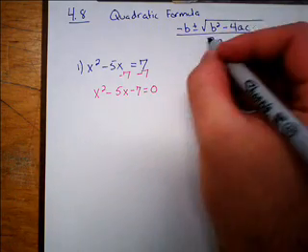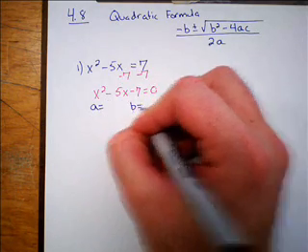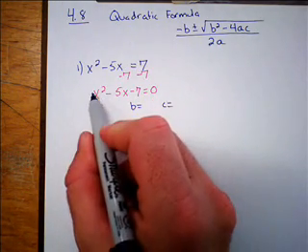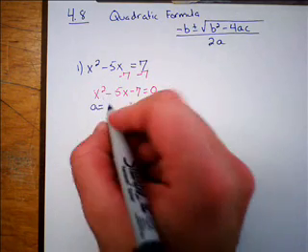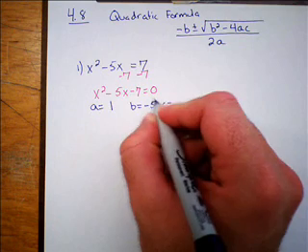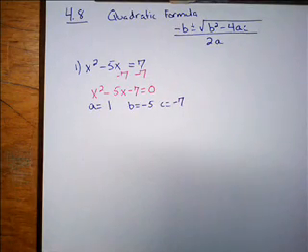Then you're going to use this formula, which means you have to know what your A value is, your B value, and your C value. And it's extremely easy. Just look at the number out in front. A is 1, B is negative 5, and C is negative 7, being sure to incorporate all the negatives. Then it's just straight plugging in and simplifying.